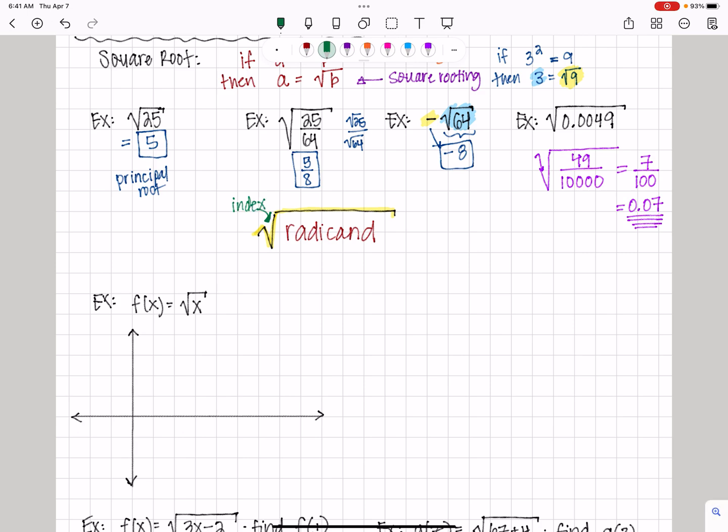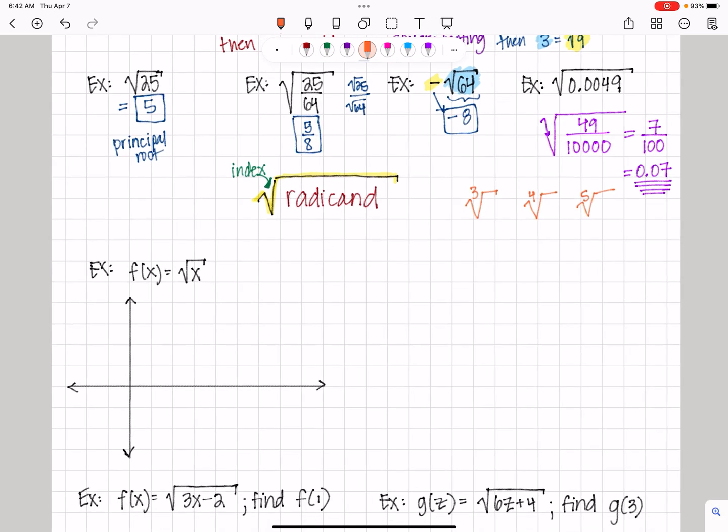When there's not a number there, we're talking about the square root. That's the most common root, is the square root. But sometimes we may be talking about a cubed root or a fourth root or a fifth root.